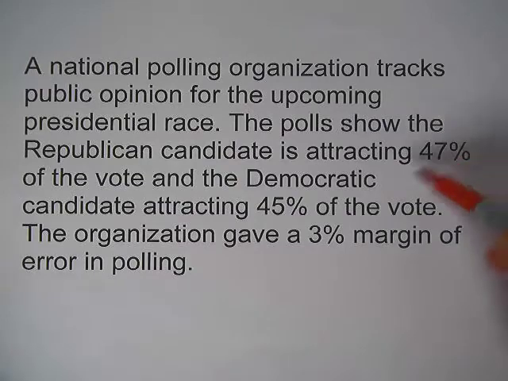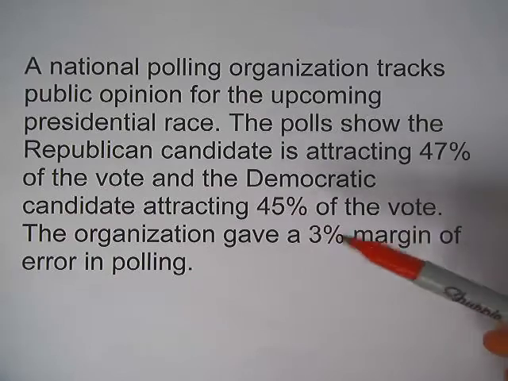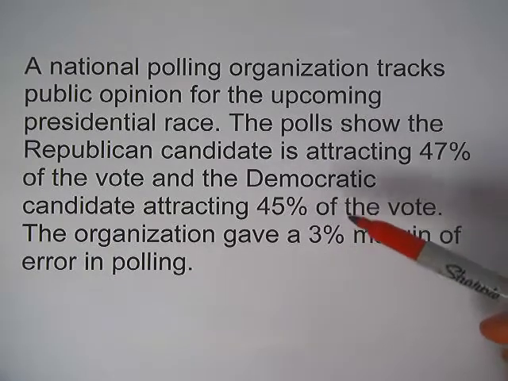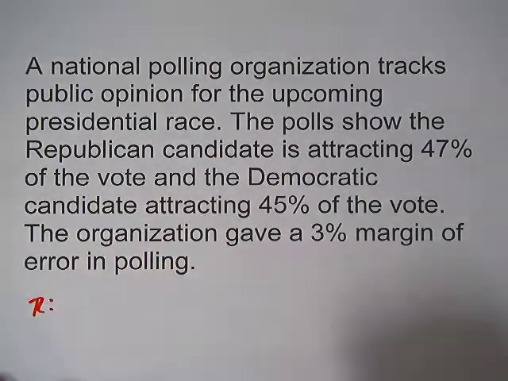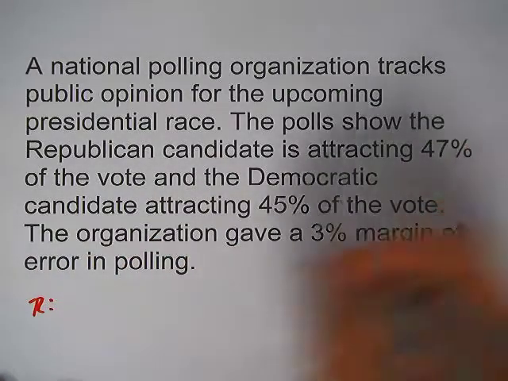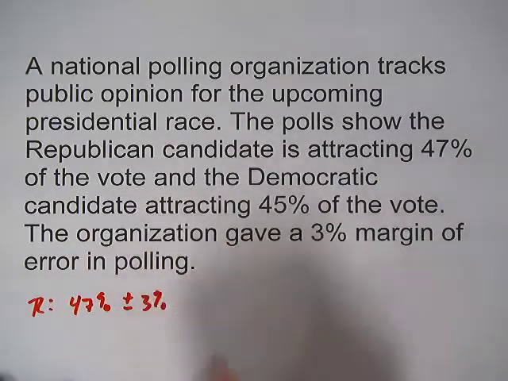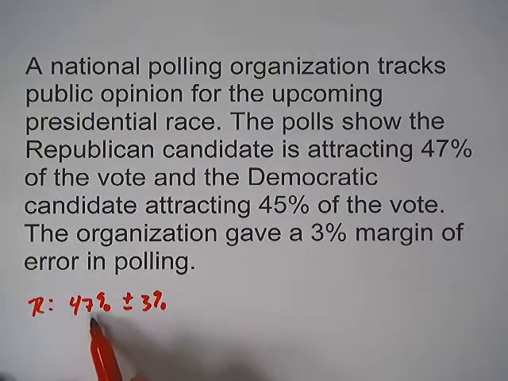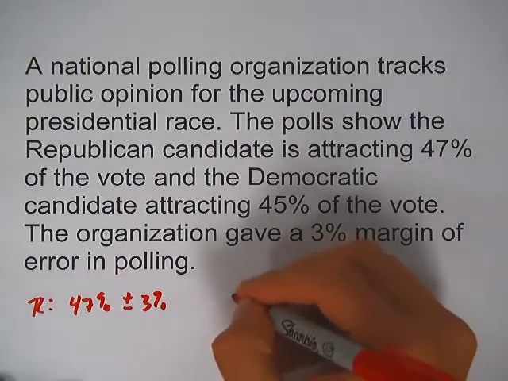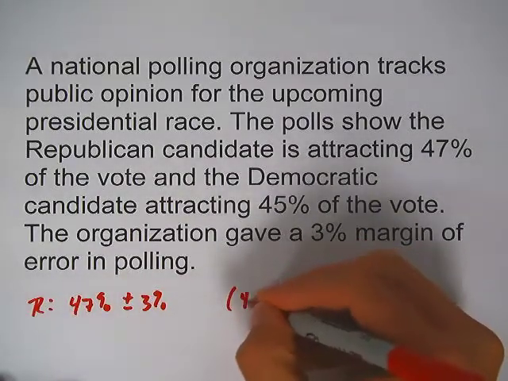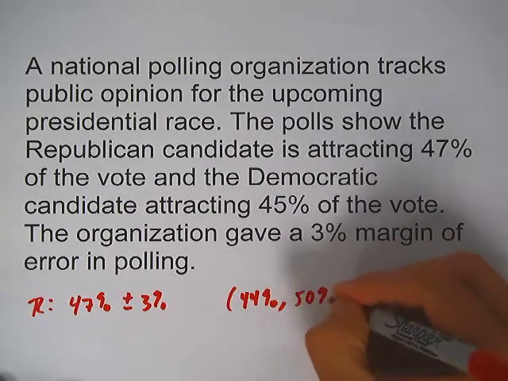So both of these statistics were taken from samples. And anytime you quote a sample statistic, it's important to also include a margin of error. So their margin of error was 3%. Basically what that means is, if we look at the Republican candidate, 47% with a margin of error, that margin of error could be 3% less than 47% or 3% above 47%. So what that leaves us is the Republican candidate really could be anywhere between 44% and 50%.